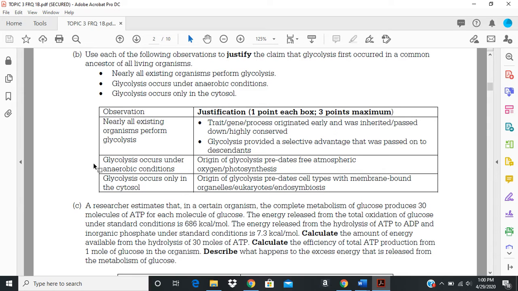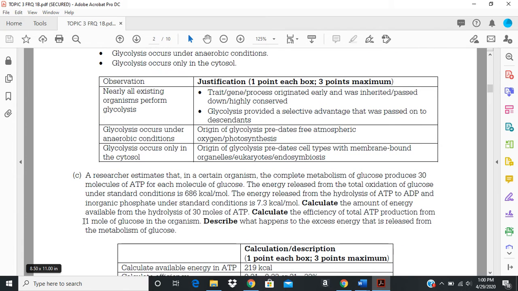So all you do is multiply 30 times 7.3, okay? And that gives you, let's see if I can do this without revealing too much, 219 kilocalories, because all you're doing is taking 30 and multiplying that by 7.3. The second part of this asks you to calculate the total efficiency of ATP production from glucose in this organism.